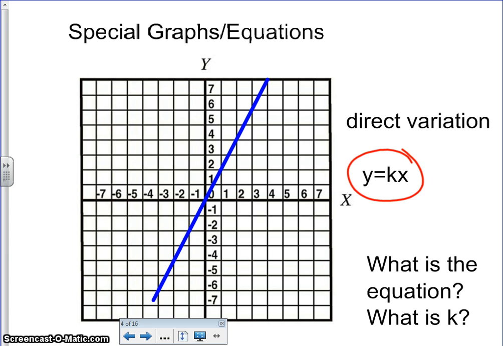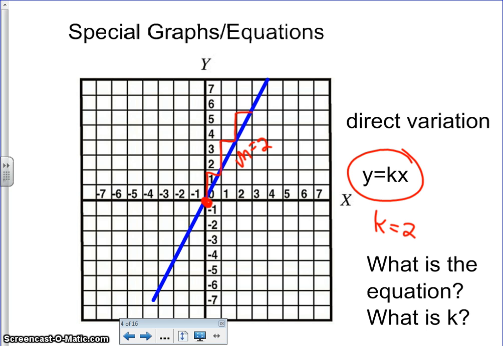So we take a look at this line that I have on the board. It does go through the origin. That's the first requirement to be direct variation, and we need to find out what the constant k is. We go up 2 over 1, up 2 over 1, up 2 over 1. So for this one, the slope of the line is 2, which means that the constant of variation is also 2.